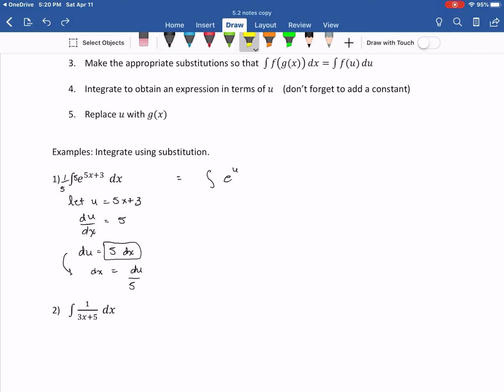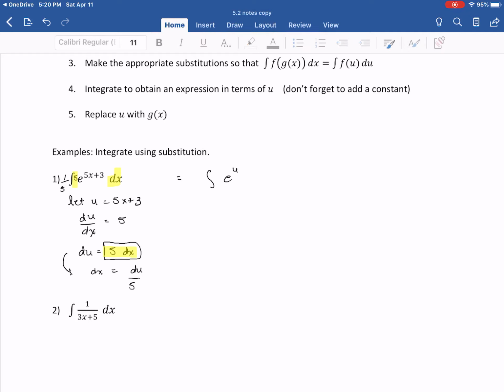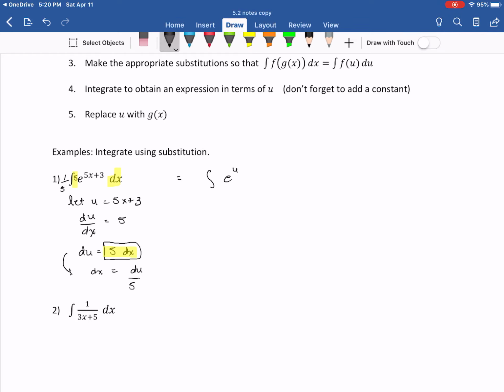So here's what we're going to do. We're going to replace 5 dx with du, right? Don't forget, 5 dx, that's what du needs to be. And so I'm going to put my du here. And don't forget, you have a 1/5 here. Lots of things. I keep saying don't forget.